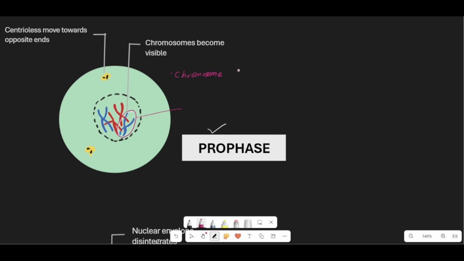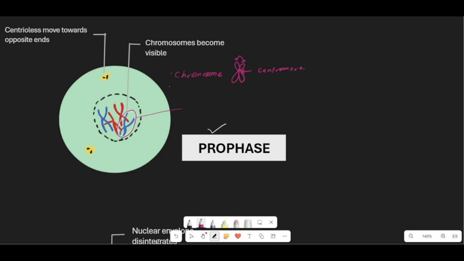How do chromosomes look? Each chromosome consists of two sister chromatids. You can see here, these are the two sister chromatids, and they are connected at a center point, which is termed the centromere. This is also an attachment point for the spindle fibers.